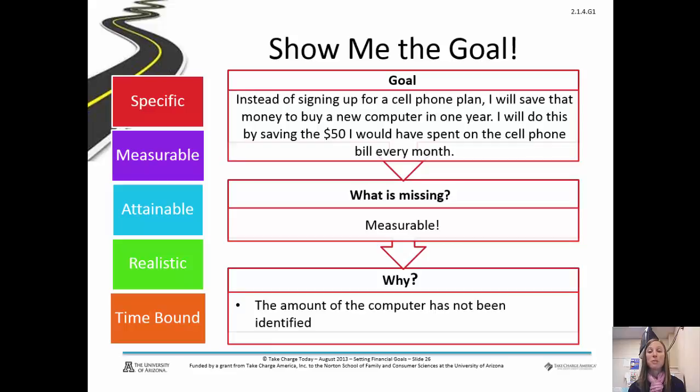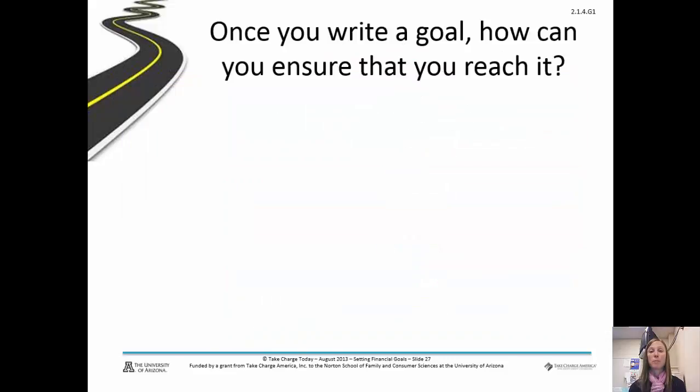Why? The amount of the computer has not been identified. So we're saving $50, but how much is it? When will we reach that goal?